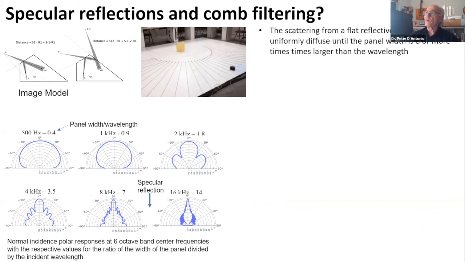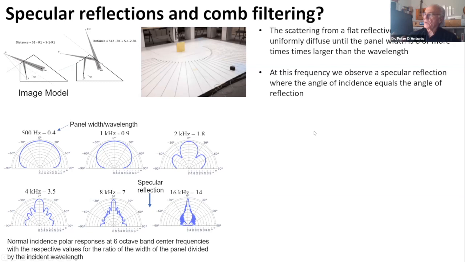We move on to specular reflections. Specular reflections occur when the ratio of the size of a panel to the wavelength is roughly 8 or greater. And the reason for that is that when the wavelength is similar to the size of a panel, you basically get diffusion or diffraction, uniform scattering. It is only when you reach this limit that you get specular reflections.